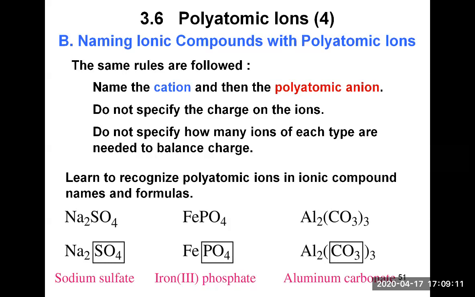Al2(CO3)3. Here it's aluminum. Aluminum doesn't need a Roman numeral. It's a predictable ion from group 3A. And here it's easy to see that we have a polyatomic ion because it's in parentheses. So parentheses are a good indicator that you have a polyatomic ion. And it shows you the formula for that polyatomic ion, CO3. If you look at your list of polyatomic ions, CO3 carries 2 negative charges and it's called the carbonate. So then the name of this compound is aluminum carbonate.